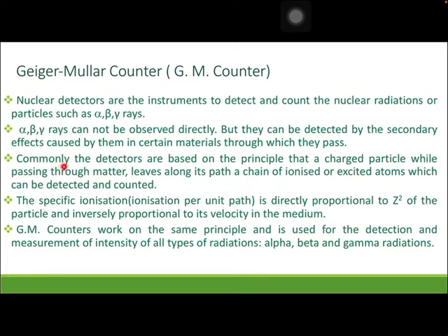And what is ionization? We have learnt in our very first lecture. Okay, so when the alpha, beta or gamma particles pass through matter, they dissociate the matter into positive and negative ions. Okay, so that is called ionization. Commonly, the detectors are based on the principle that a charged particle, while passing through matter, leaves along its path a chain of ionized or excited atoms which can be detected and counted.